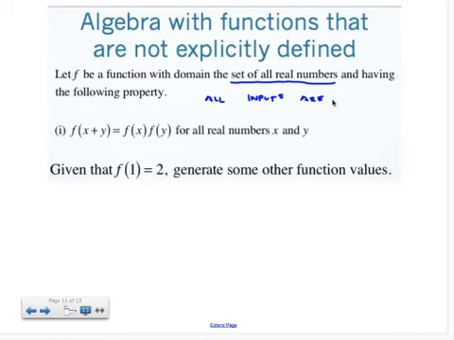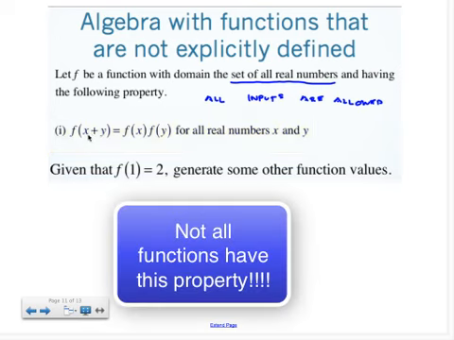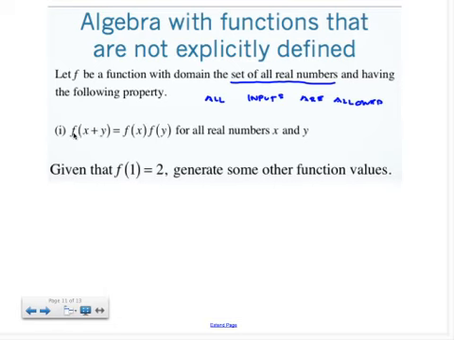And they tell you that this property is true for this function f. This is not true in general, but for this function, f of x plus y, in other words, if I input a sum of two numbers into the function, it's the same thing as the function at the first number times the function at the second number. That's not true in general, but for this function it is. Now, given that f of 1 is 2, generate some other function values.